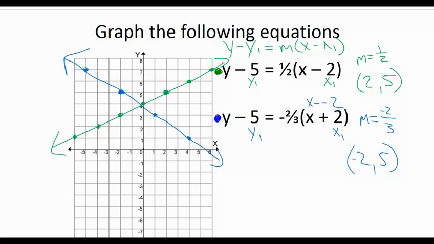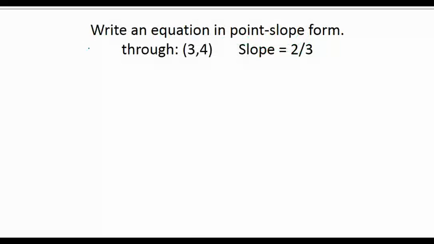Alright, so let's see it in reverse if we're given the information and asked to write the equation. So we're supposed to write an equation in point slope form. It goes through the point 3, 4 and has a slope of 2/3. So first thing I'm going to do, I'm going to write out my form again. y minus y1 equals m times parentheses x minus x1.